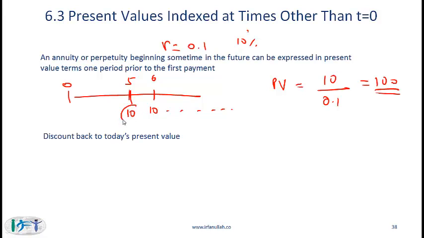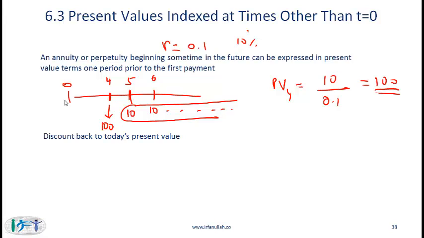So what we can say is, for this entire perpetuity, which starts at the end of year 5, the present value will be one period earlier. So the present value will be here, and that present value is equal to 100. In other words, present value at the end of year 4 is equal to 10 over 0.1, where the first payment of 10 is happening at the end of year 5.